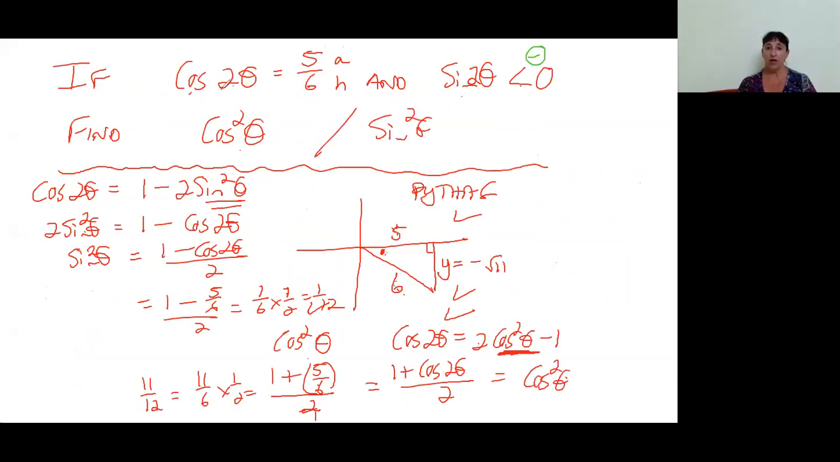Cos is positive in the first and fourth. You tick them. And sine is less than 0. Sine is negative in these two. So this is where the 2 ticks are. That's why my triangle is in this quadrant.